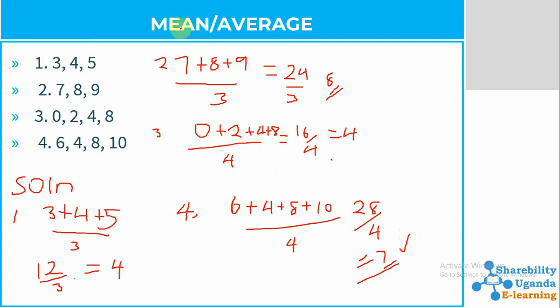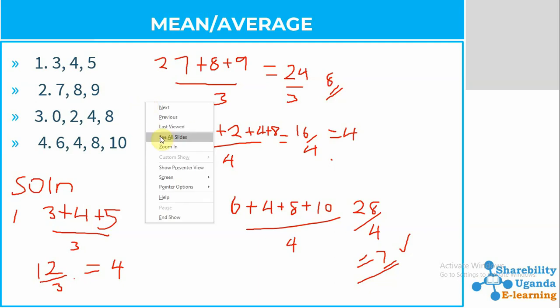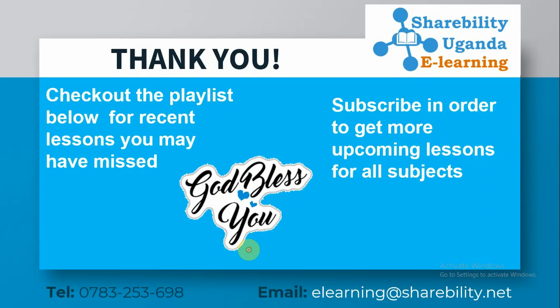To make a recap, you make addition of these numbers, then you divide by the number of items, okay? Then you come up with the right answer. So this lesson we shall have completed, be able to do the same.